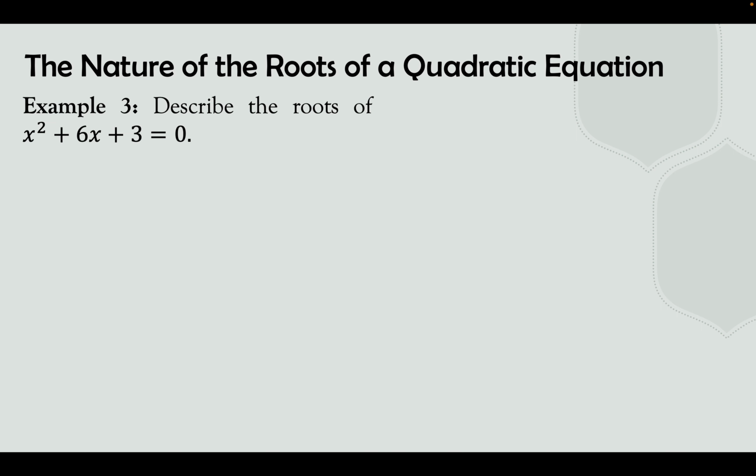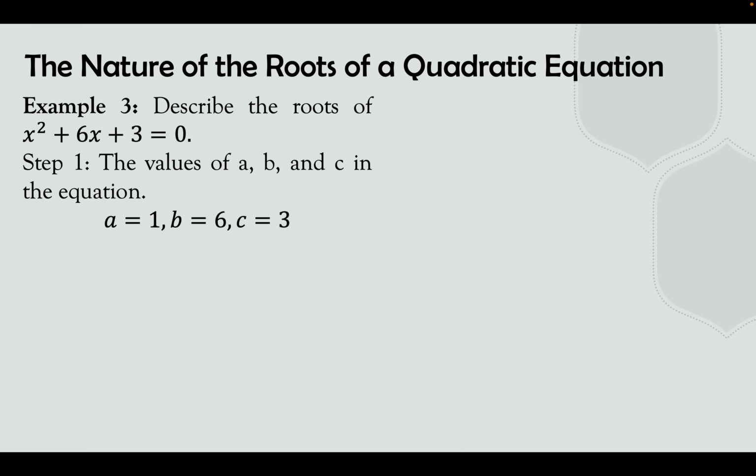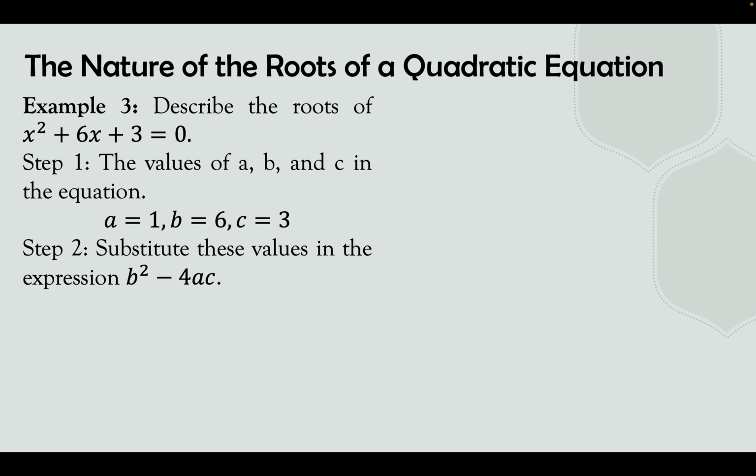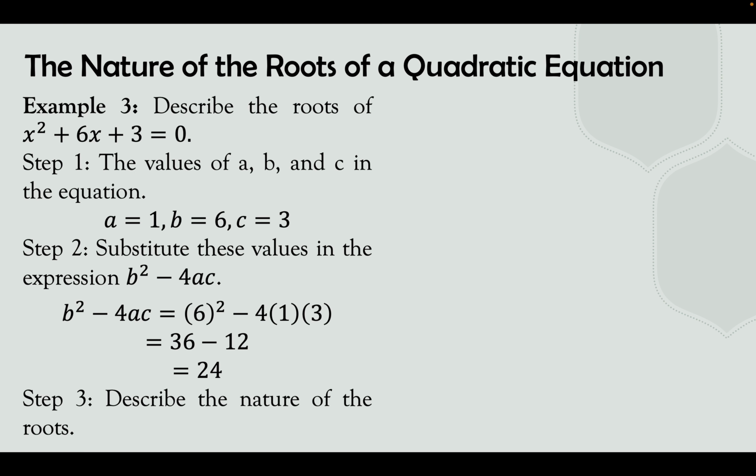Example number 3. So we have x squared plus 6x plus 3 equals 0. Let's describe the roots. Find the values of a, b, and c. We have a equals 1, b equals 6, and c equals 3. Substitute to the expression b squared minus 4ac. We have 6 squared minus 4 times 1 times 3. We have positive 36 minus 12. So we have positive 24.